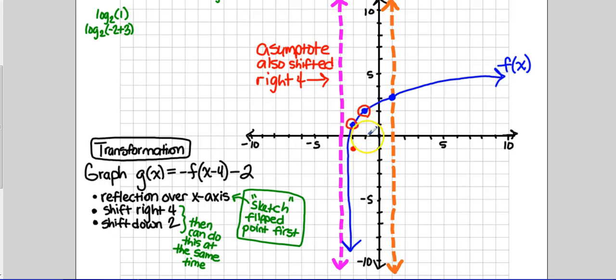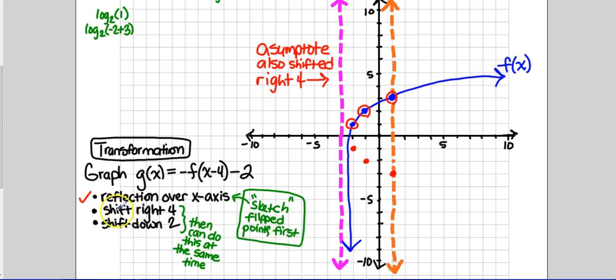Reflecting this over, this is 2 away from the x-axis, so it's going to be 2 away right here. And then last but not least, this guy, 1, 2, 3 away, so I count down, 1, 2, 3. So we just took care of the reflection. The reflection is done. And we have sketched the flipped points first. Let's just say points.